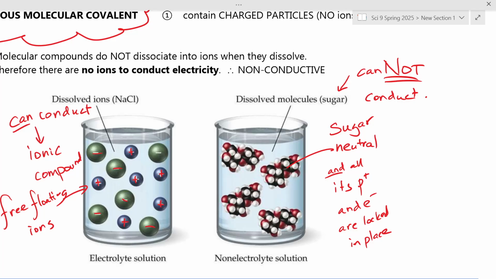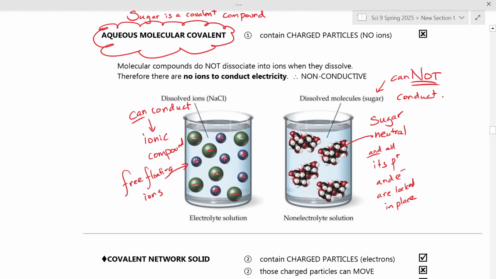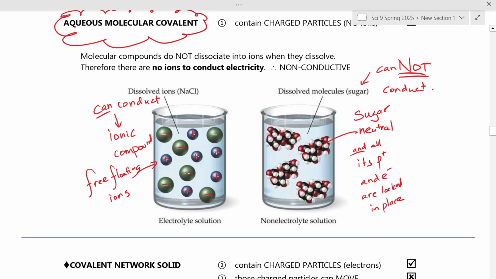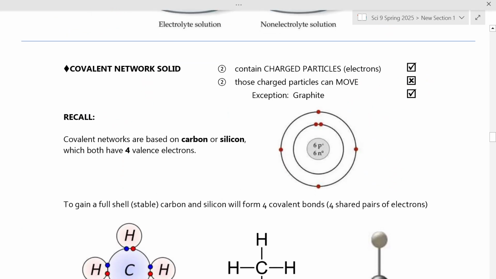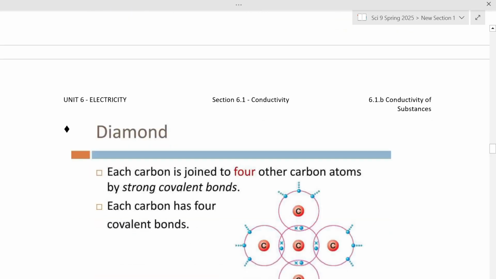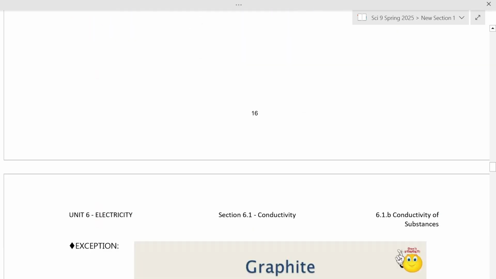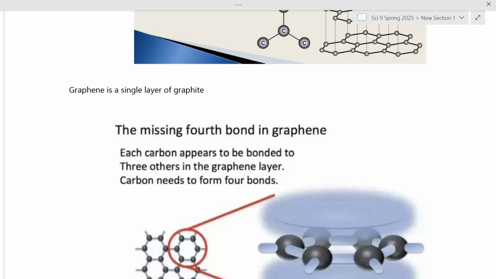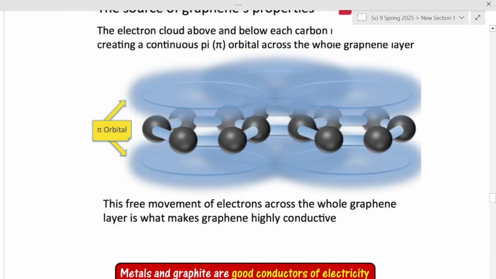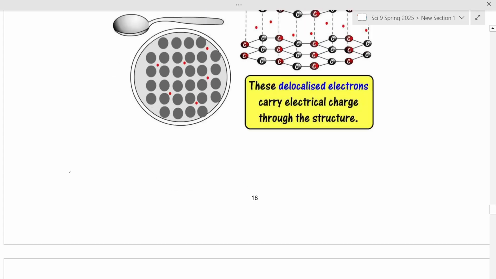Okie smoky? All right. And then I think all the rest of the stuff is enriched. Let's just double check. Yeah, covalent network solid, diamond, graphite. It's really interesting if you're into it. And if you want to ask me any questions about it, feel free.